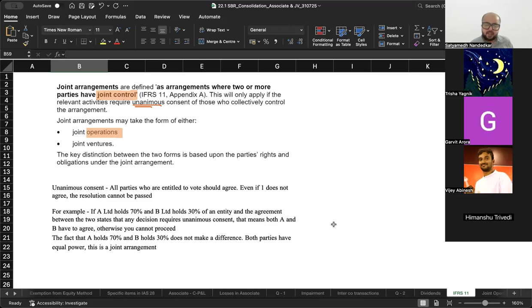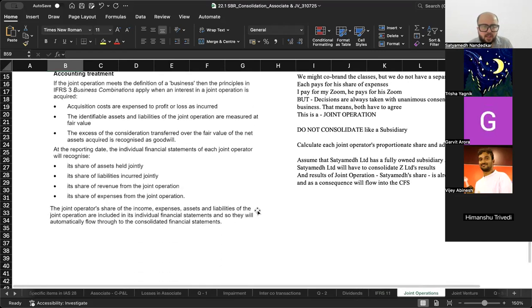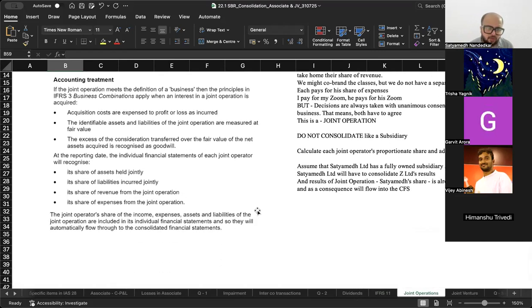If you end up creating a separate entity, it takes the form of a joint venture. If you end up not creating a separate entity but just operating together, then it leads to joint operations. Now, in joint operations, the accounting treatment is that acquisition cost is expensed off and identifiable assets and liabilities are measured at fair value. And what each co-venturer or each joint operator could do in this case is calculate his share in assets, his share in liability, his share in expense, his share in revenue, and all those individual items will be added in his financial statements under the respective heads.